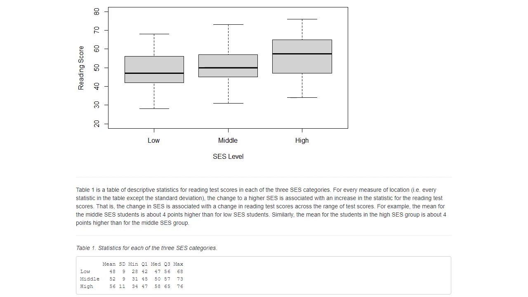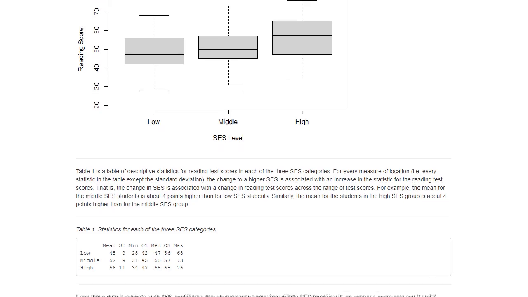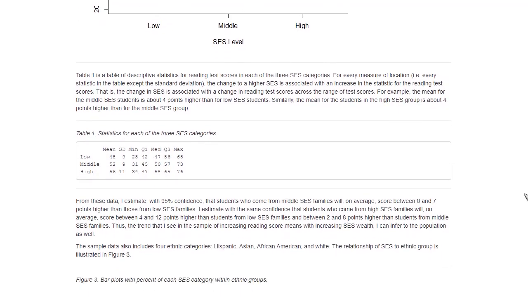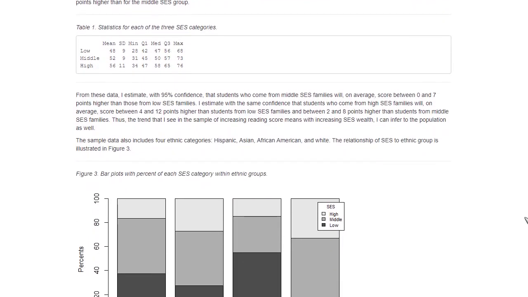The point estimates were 48 for low, 52 for middle, and 56 for high. Let's see what I've done with confidence intervals. From these data, I estimate with 95% confidence that students who come from middle SES families will on average score between 0 and 7 points higher than those from low SES families. The lower bound of this interval is 0.